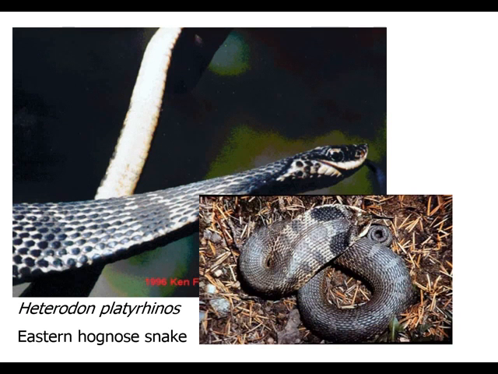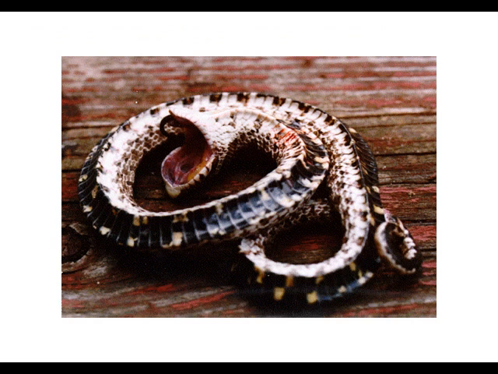Oh, that's the flat head. But then if that doesn't work, they play dead. Roll over on their back, they gape the mouth, the tongue hangs out. But the cool thing about them is if you pick this snake up and turn him back over, he will promptly turn back over on his back again. They haven't quite figured that out.